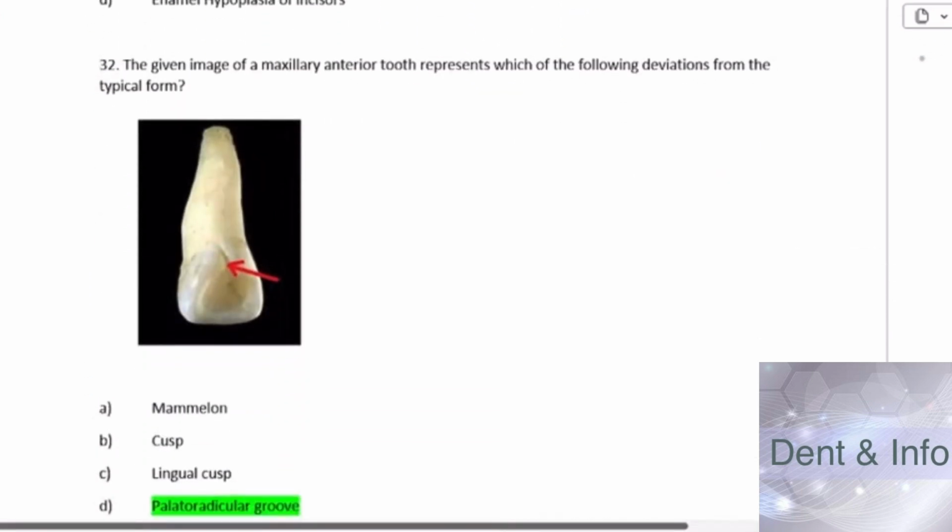Next, as Jyoti was missing, we have brought a picture for her. Fortunately, the question has come right at the brink. The given image of the maxillary anterior tooth represents which of the following deviations from the typical form? Yes, Jyoti, I hope this picture is clear now. That's the lateral lingual aspect of the maxillary lateral incisor.